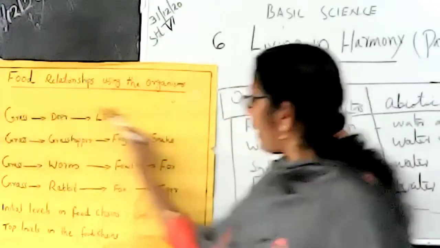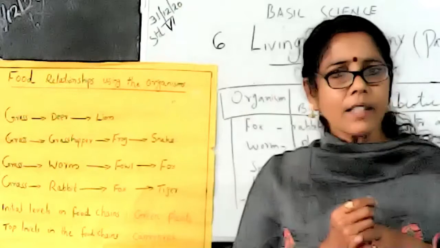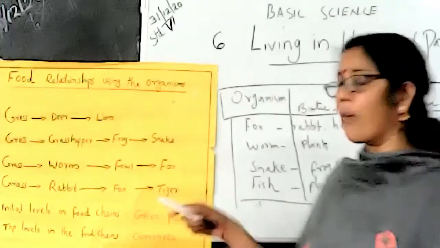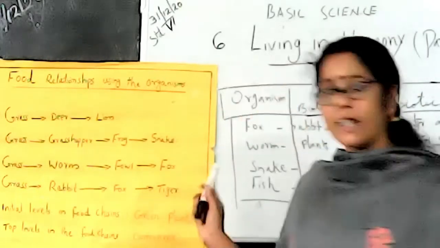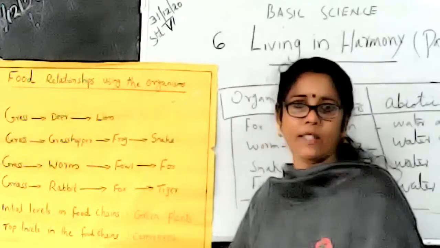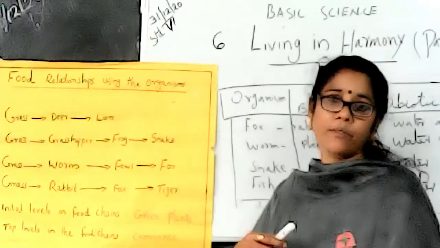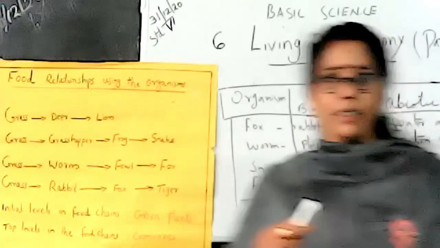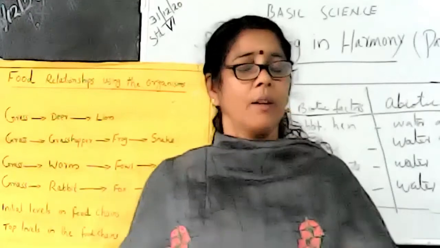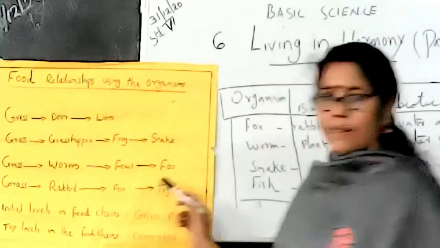These are the food chains. Okay, we can explain about carrot. Carrot is eaten by rabbit. Rabbit is eaten by fox. Fox is eaten by tiger. Carrot may be given instead of grass, or paddy or rice, any food item. Rice is eaten by the paddy bug. It may be given like this. Then these are the food chains.